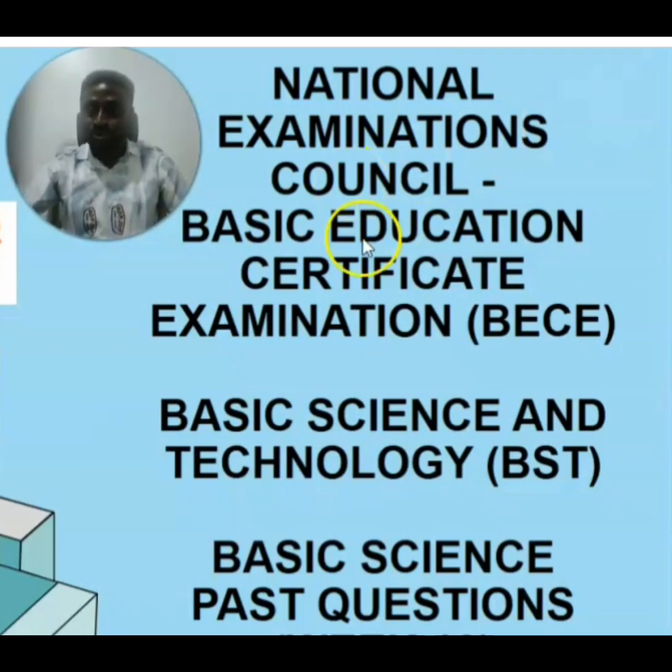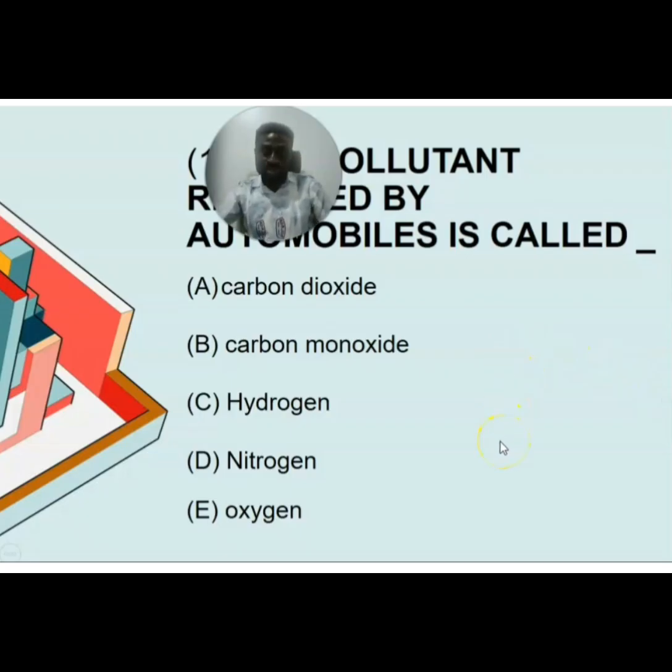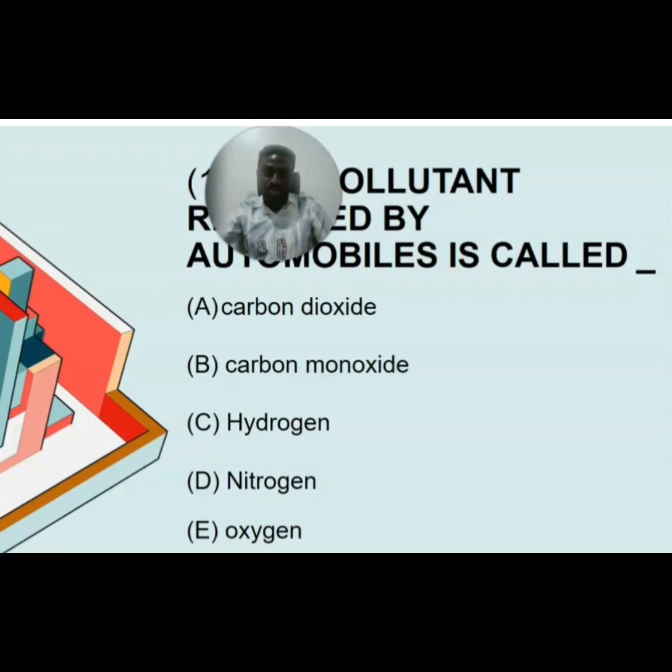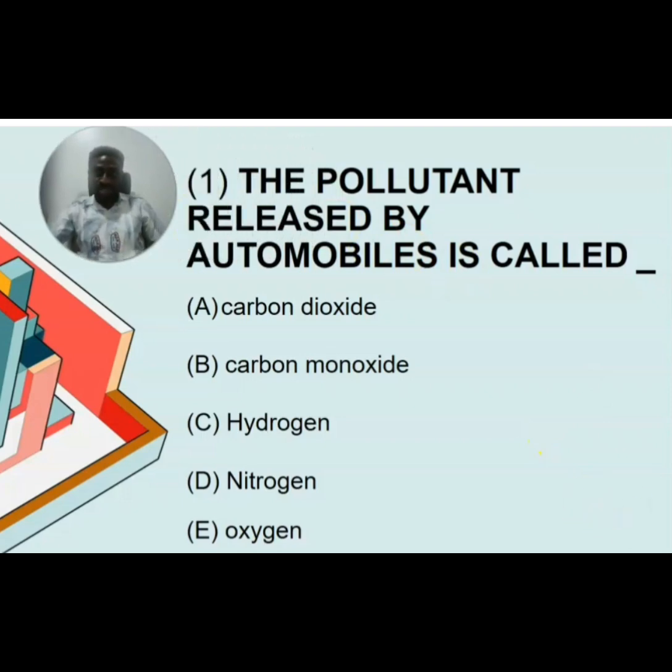All right, let's move. Okay, so the first question before us today says the pollutant released by automobiles is called dash. What is the name of the pollutant released by automobiles? Precisely the exhaust pipe. A, carbon dioxide. B, carbon monoxide. C, hydrogen. D, nitrogen. E, oxygen. So can you decide what your answer would be from options A to E? Write it down in your biology notes and let's compare with the answer I have in the next slide.